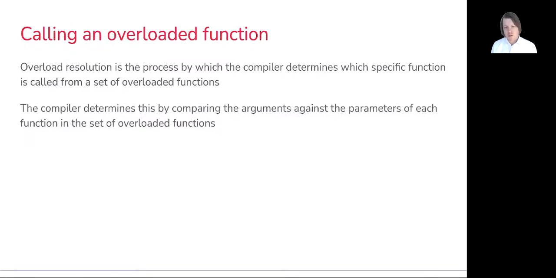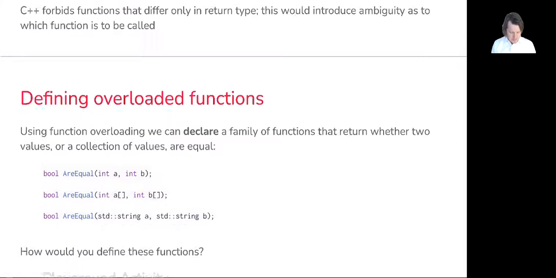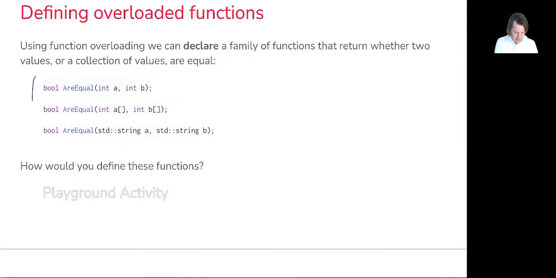Overload resolution is the process by which the compiler determines which specific function is called from a set of overloaded functions. The compiler determines this by comparing the arguments against the parameters of each function in the set of overloaded functions. So if we go back here, this could be considered our family of functions.